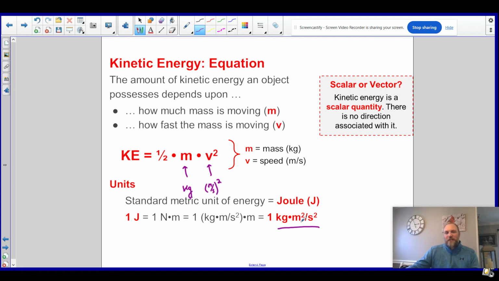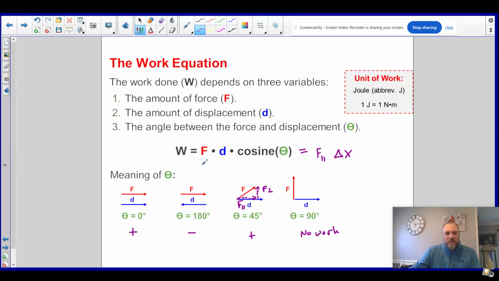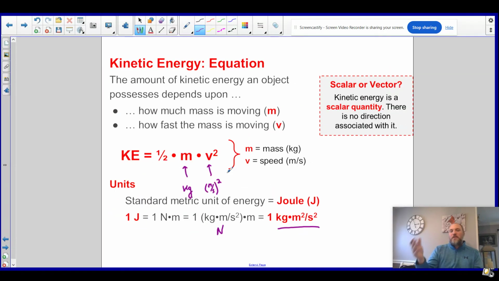And I could take this kilogram meter squared per second squared, and I could pull out the Newton, or a kilogram meter per second squared, and I'm left with that meter on the other side. And that's an important equivalency, that a joule and a Newton meter are the same, because when I look at the equation for work, I would get from force a Newton, and from displacement a meter. So what we're seeing here is there's an equivalency between the unit of work, Newton meter, and the unit of energy, or in this particular case, kinetic energy, which is joules.